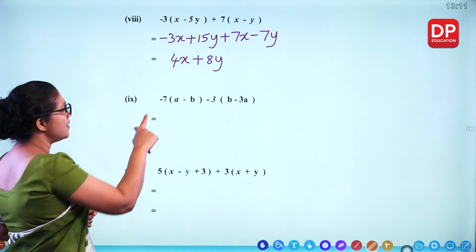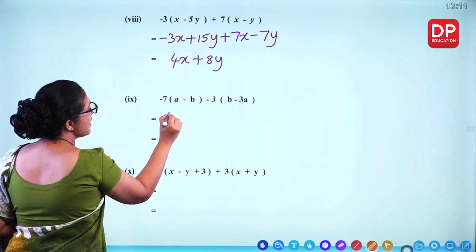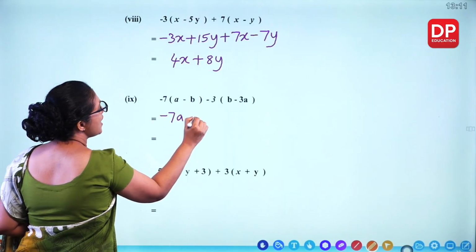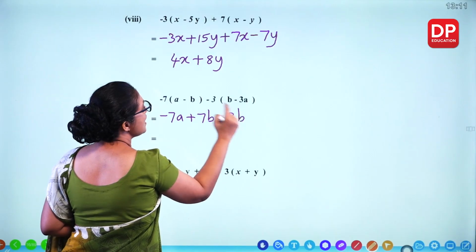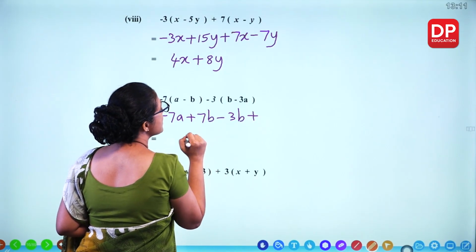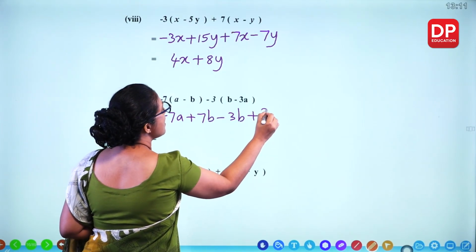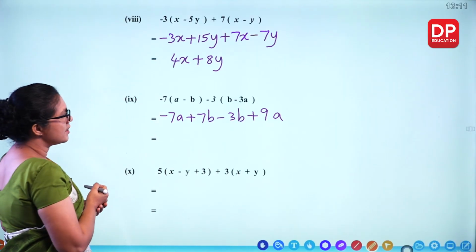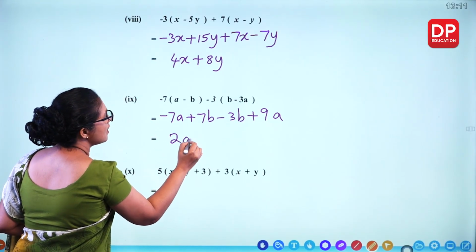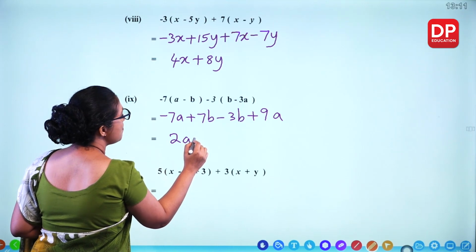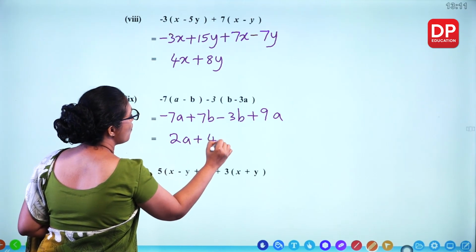There's a minus sign. Minus 7a, minus into minus plus 7b. Minus 3b, minus minus becomes plus. 3 times 3, 9a. What are the like terms? 9a and minus 7a, you get 2a. 7b minus 3b, that's 4b.